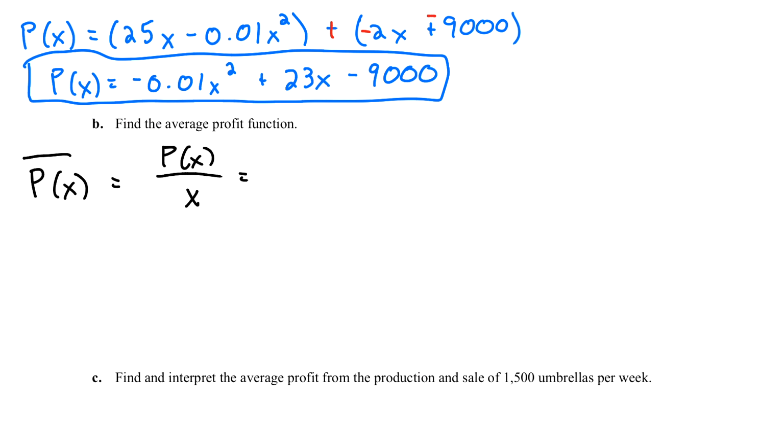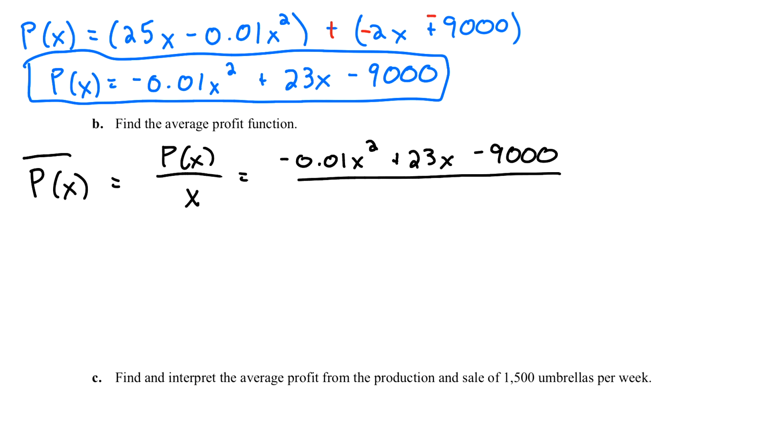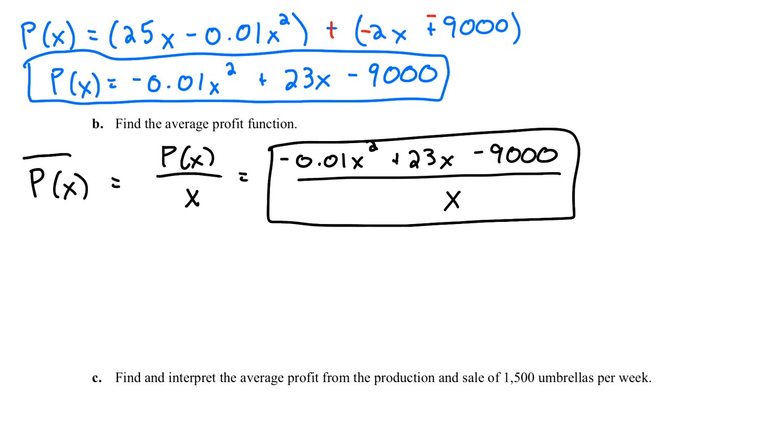So I'm going to take my profit function that I found, negative 0.01x squared plus 23x minus 9,000, all divided by x. Now, we could perhaps simplify that a little bit if you wanted to. We could take each one of these terms and divide them by x. But in this particular problem, I don't think it's really going to help us all that much. We'll see another example in just a minute where it might help to simplify it. But if all I'm looking for is the average profit function, right now, I wouldn't do anything else. I would just say, you know what, there it is.